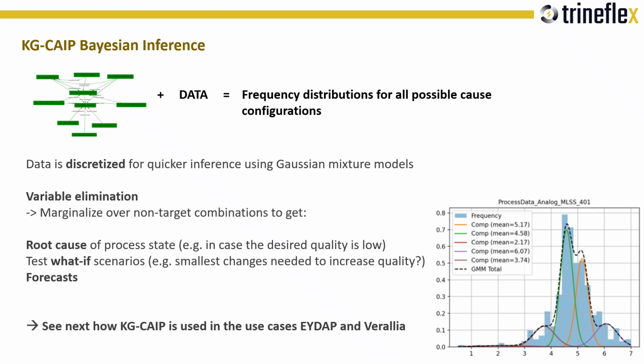Once we've done that, we can perform root cause analysis of a process state. So if we encounter really low quality in some target variable, we can check what input settings were associated with it. We can do what-if scenario testing. This can be useful if you have a sensor that failed suddenly. You can put in your current configuration and see how, given these settings, what you would expect in this sensor, and you can have short-term forecasts.